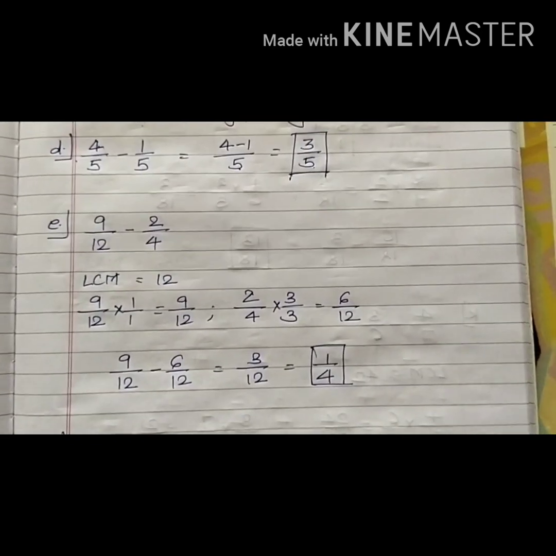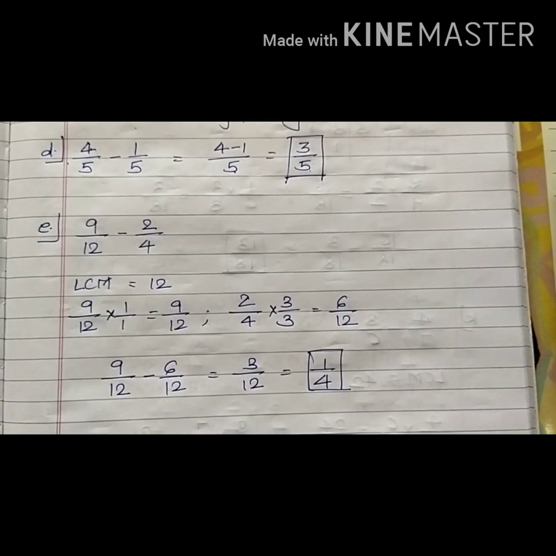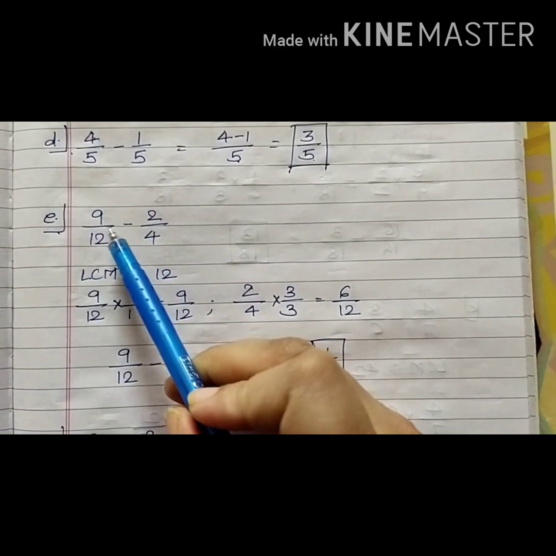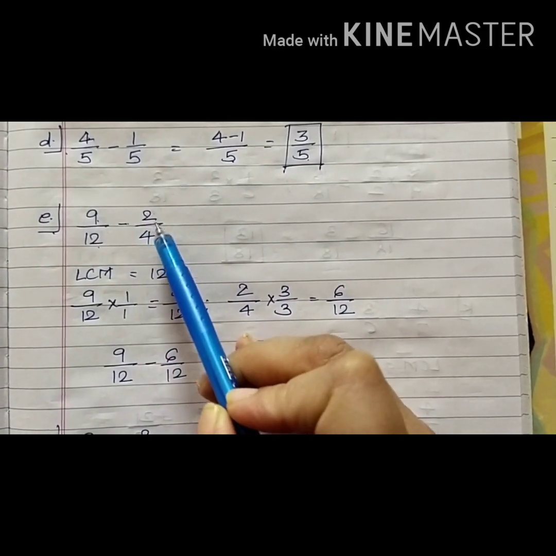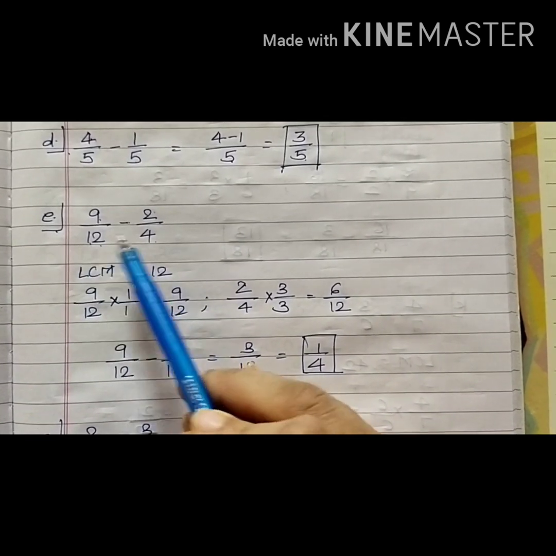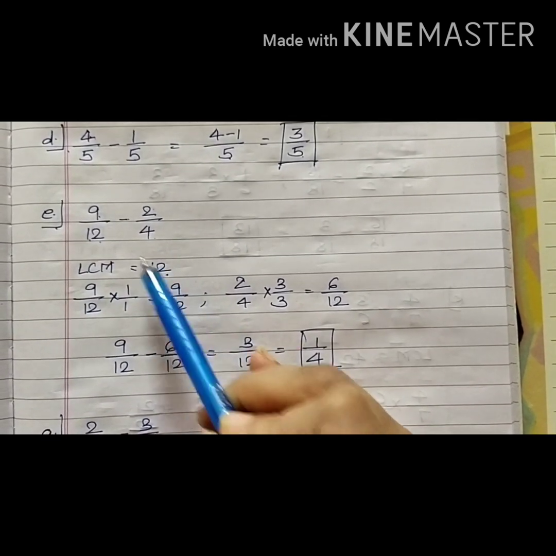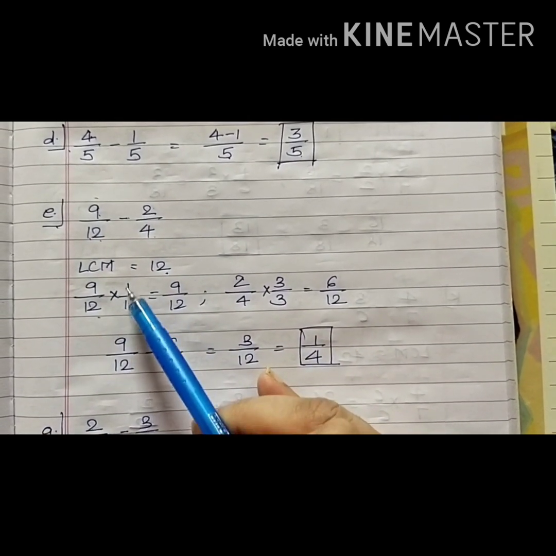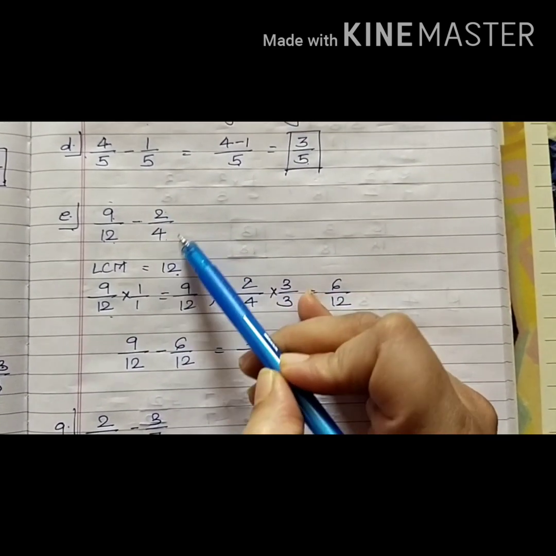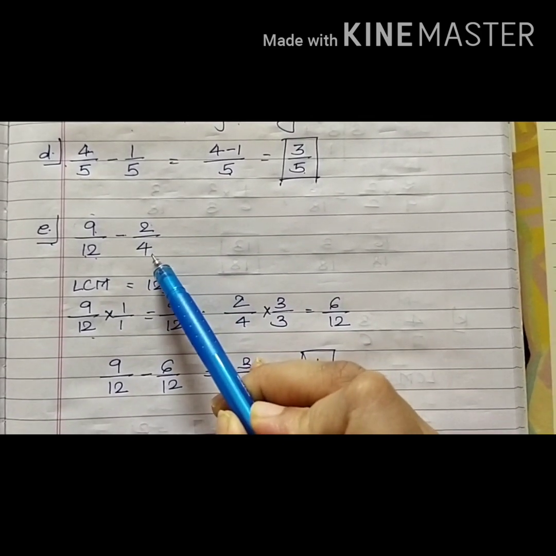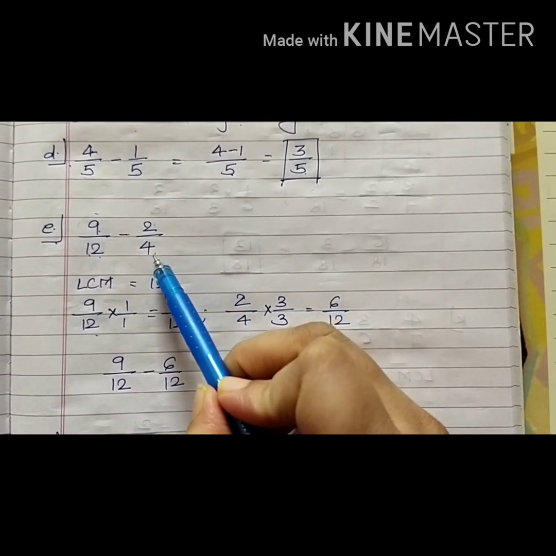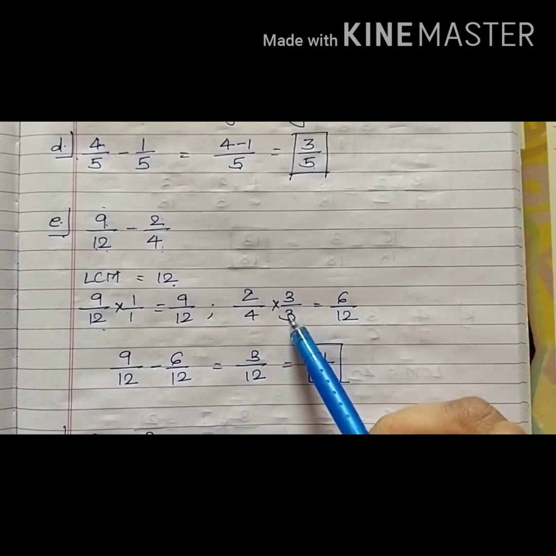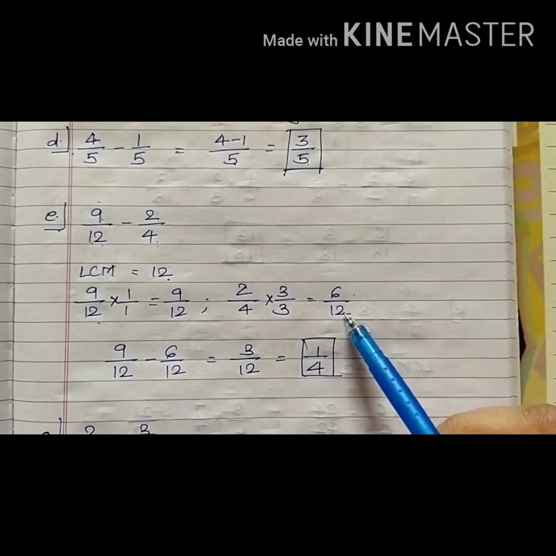Now I'll explain you a sum where I need to find the LCM. So the E1 I'll be explaining you with subtraction. This is 9 upon 12 minus 2 upon 4. The LCM for 12 and 4 is 12. So the first fraction has the denominator itself as 12, so I'll simply multiply it by 1. The second fraction, I have to make the denominator 12. So when will I get 12? By multiplying it by 3. So 2 upon 4 is multiplied by 3 and I have got 6 upon 12.